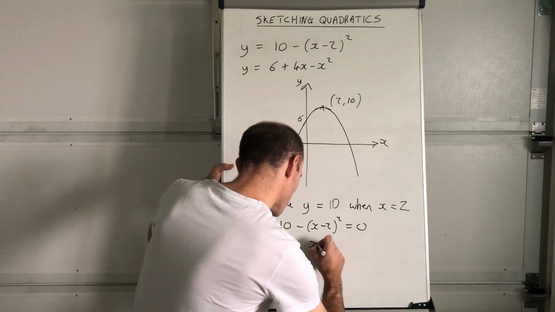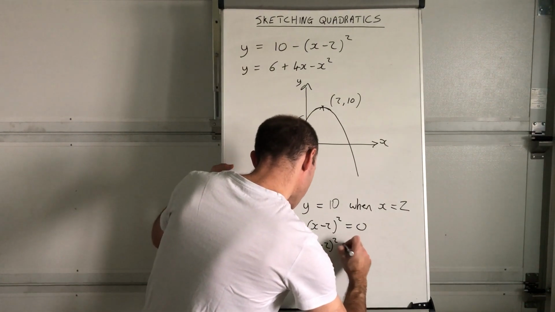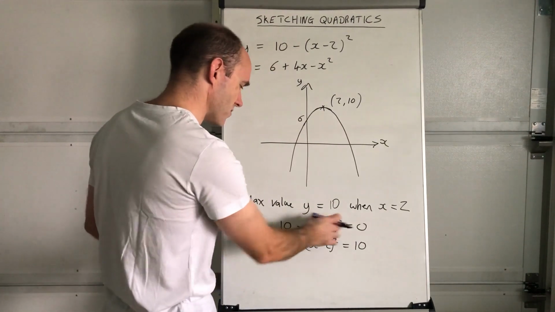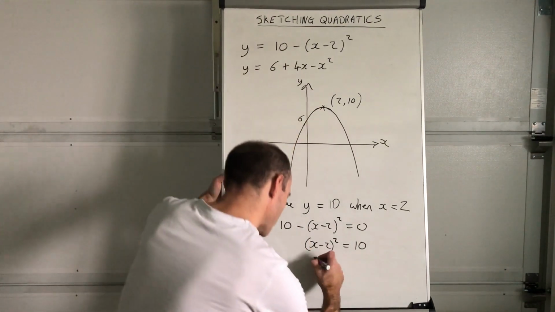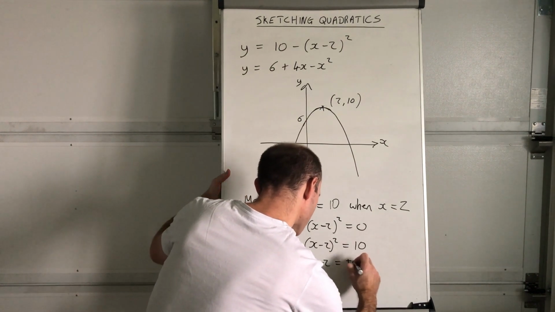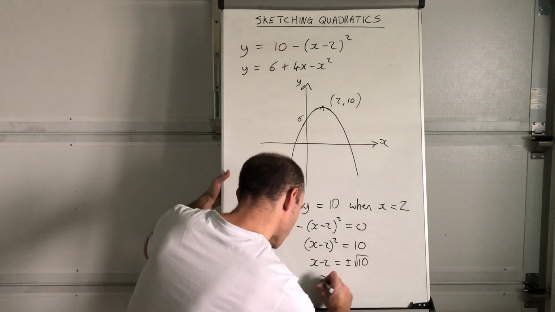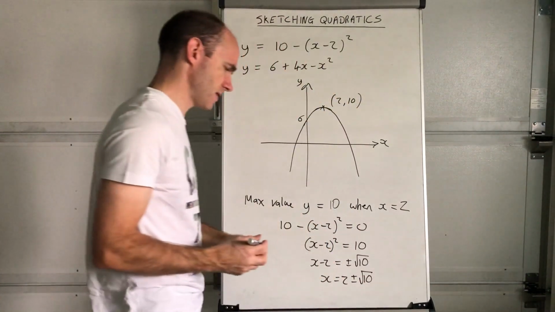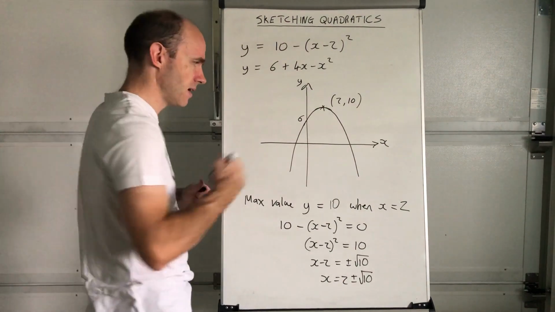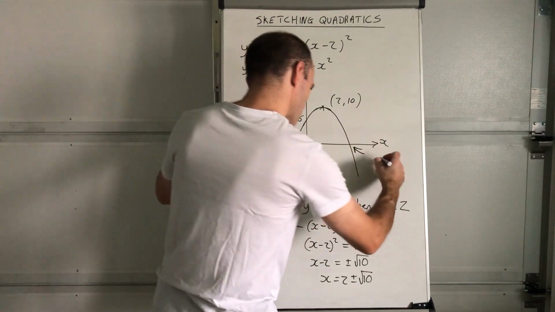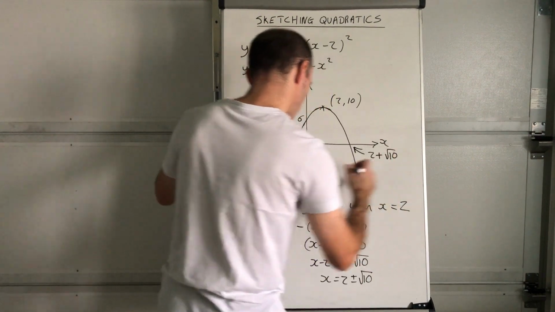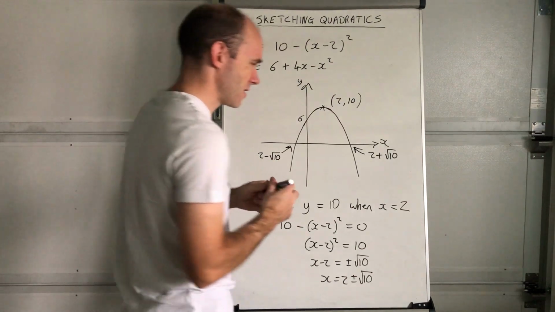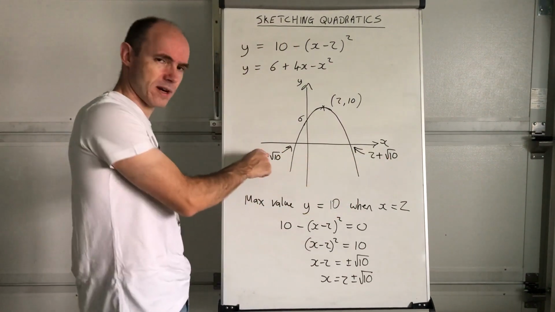So that means that your x minus 2 squared is equal to 10, if I just put the 10 to the other side and swap them around. Then x minus 2 is equal to positive or negative square root of 10. And then x is equal to 2 plus or minus square root of 10. That coordinate there is going to be 2 plus root 10, and that coordinate there is going to be 2 subtract root 10. You can see that the 2 plus is the larger value, and the 2 subtract is the smaller value.